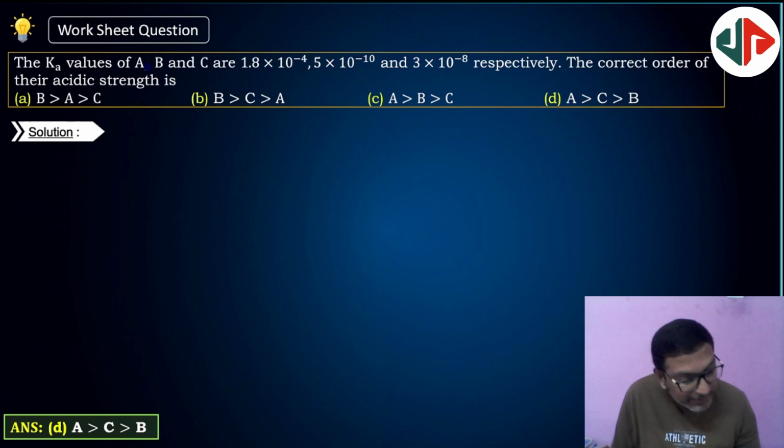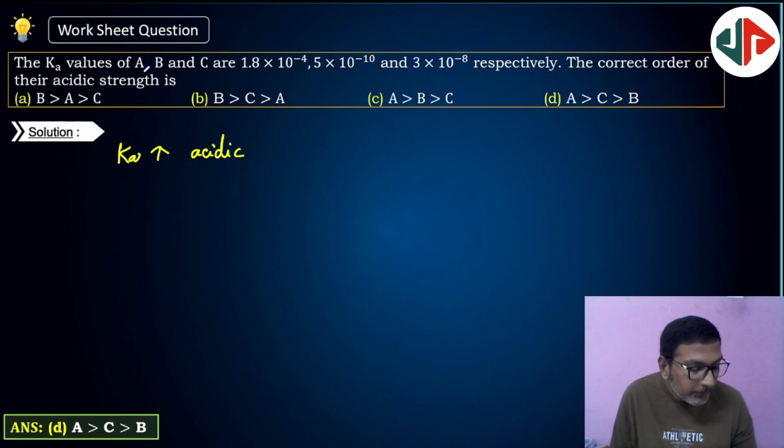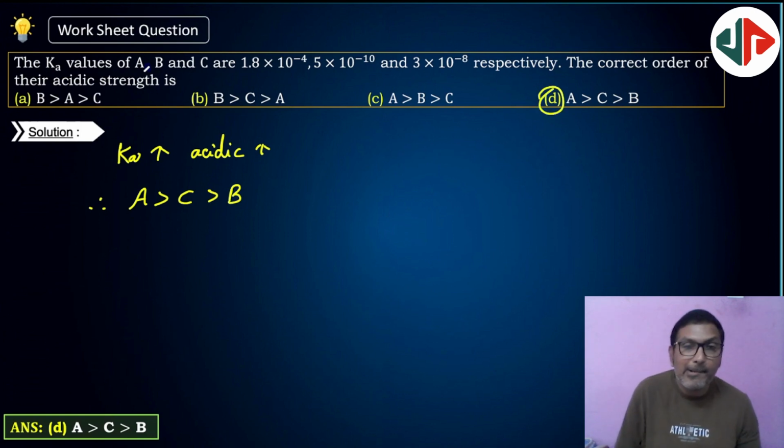Next. So here the values of A, B, C, the Ka values of A, B, C are given. Correct order of acidic strength. Simple. As the Ka value increases, acidic strength increases. Ka is maximum for A, greater than next 10 power minus 8, C. Next B. A, C, B is the acidic strength. Option D. Just compare the values. As the Ka value increases, acidic nature increases.